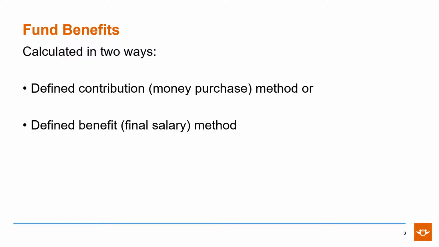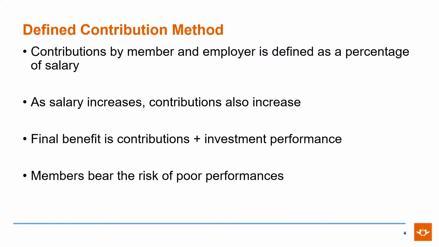The fund benefits of a retirement fund can be calculated in two ways: defined contribution method or the defined benefit method. With a defined contribution method, contributions by member and employer are defined as a percentage of an employee's salary. As the salary increases, the contributions will also increase, and the final benefit upon retirement is equal to contributions plus investment performance of the retirement fund. And here the member bears the risk of poor performance.